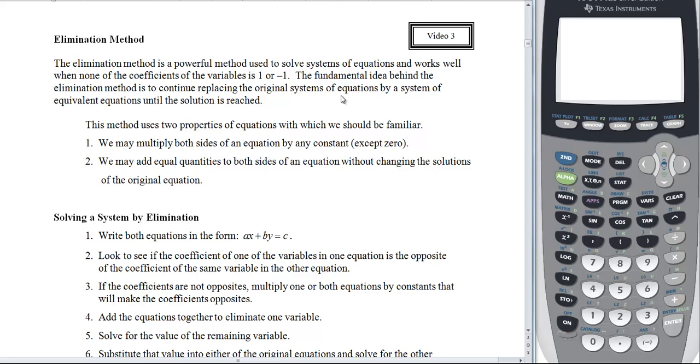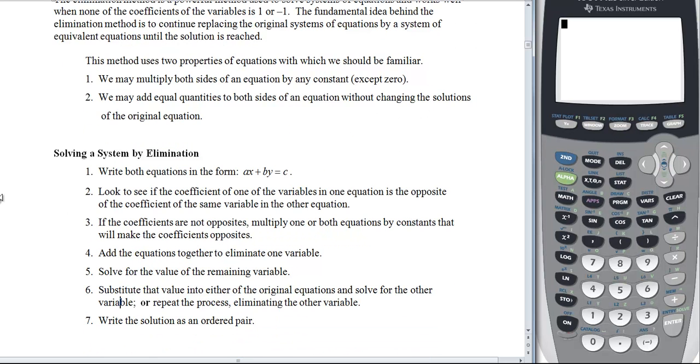The fundamental idea behind the elimination method is to continue replacing the original system of equations by a system of equivalent equations until the solution is reached. Now, this method uses two properties of equations which we should be familiar with. We can multiply both sides of an equation by any constant except 0, and we may add equal quantities to both sides of an equation without changing the solutions of the original.